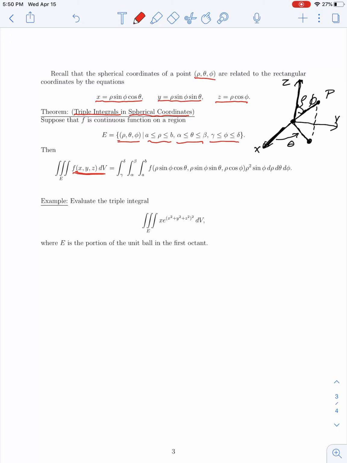So first we would transform our function to spherical coordinates. So x is replaced by rho sine of phi cosine theta. Y is replaced by rho sine phi sine theta. And z is replaced by rho cosine of phi. And then we're going to integrate this in the order d rho, d theta, d phi, where our inner integral with respect to rho had values that ranged from a to b. The next integral with respect to theta was ranging from alpha to beta. And then with respect to phi for the outermost was ranging from gamma to delta.